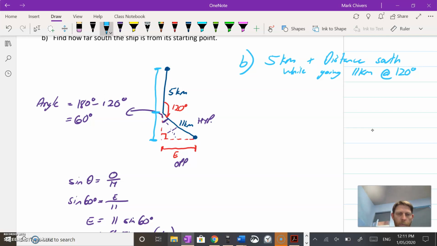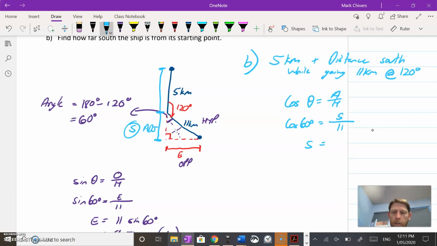So to work that out, we can still use the same angle and the same triangle, except now this is an adjacent side. So now I can compare my adjacent and my hypotenuse. Adjacent and hypotenuse, that's cos. So cos theta equals the adjacent over the hypotenuse. In this case, the angle hasn't changed, it's still 60 degrees. The adjacent side is the bit we don't know, I'm going to call that S, and the hypotenuse is 11 kilometres long. So the distance south in that triangle is 11 cos 60.